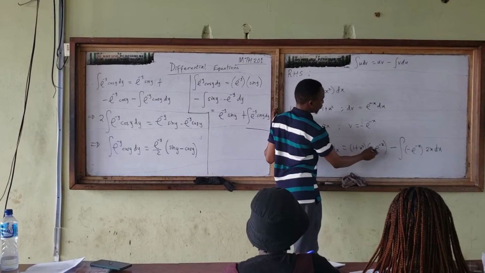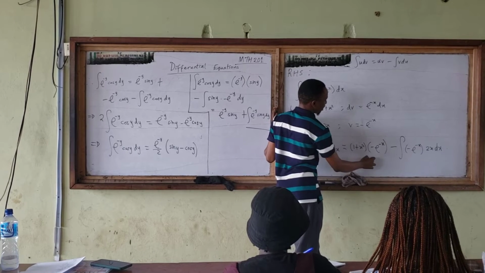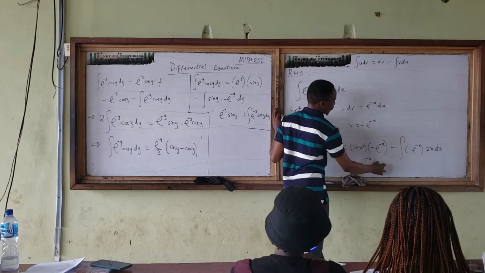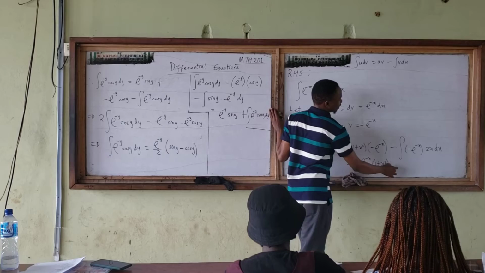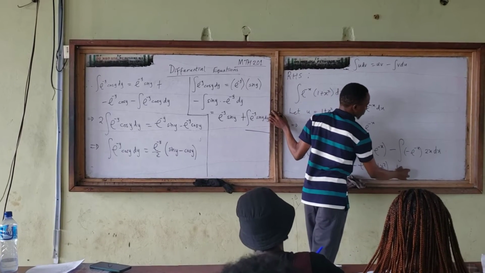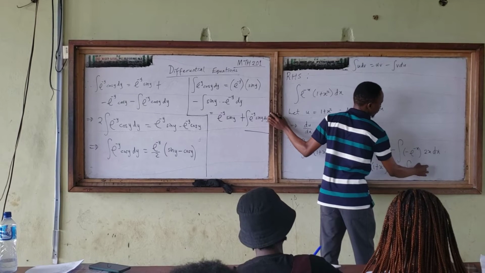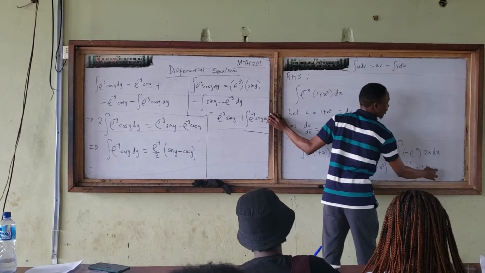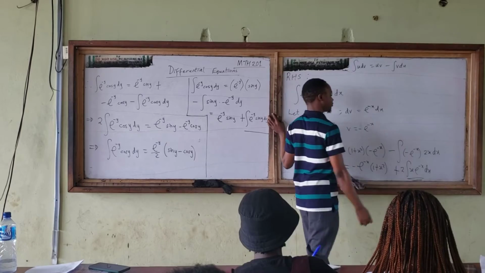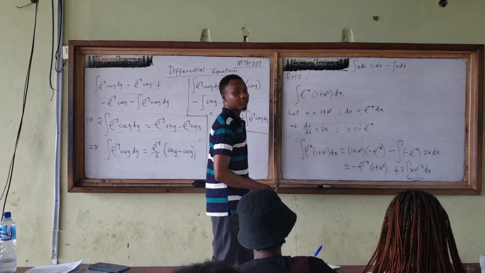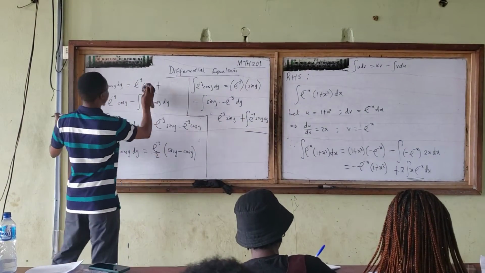So this is e raised to power minus x into 1 plus x squared. Then you're going to have this to be plus 2 times the integral of x e raised to power minus x dx. So we can deal with this now. Are we together?